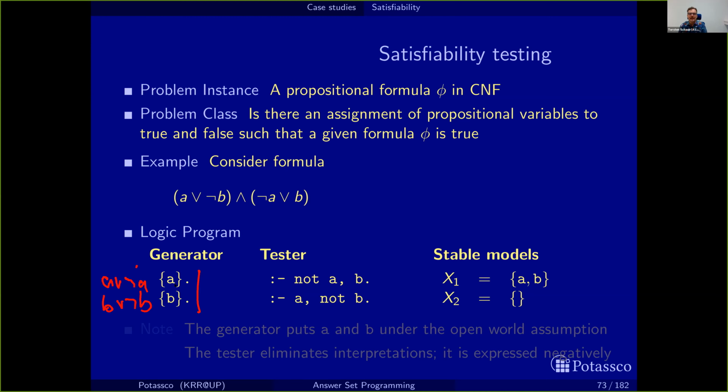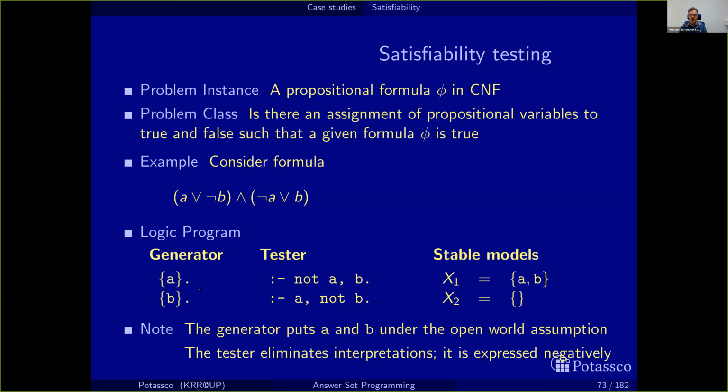But what we more or less then say is, A and B should be treated under the open world assumption. Actually, these two rules will generate four combinations. A and B are false. A is true, B is false. A is false, B is true, and both of them are true. Right? If you only take this code here, it will generate the four models, and then you write the tester here, which tests: it cannot be the case that A is false and B is true, because if this would be the case, this clause here would be false, and that's now the second one. It cannot be the case that A is false and B is true, because this would then violate the second rule, right?